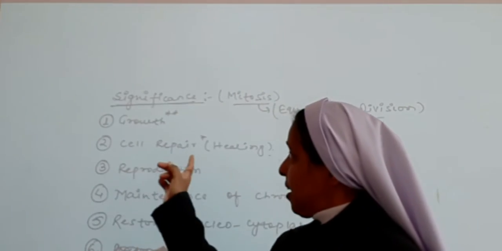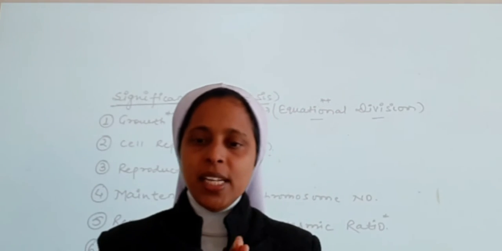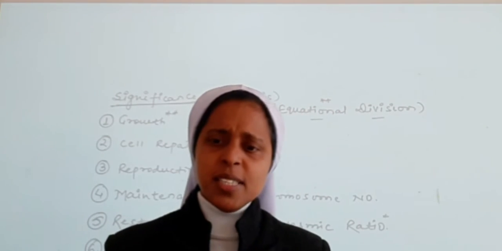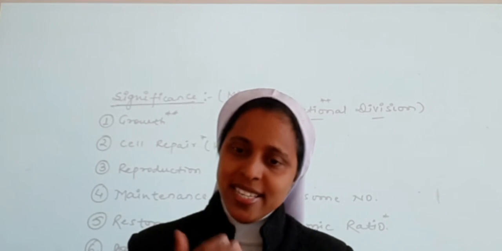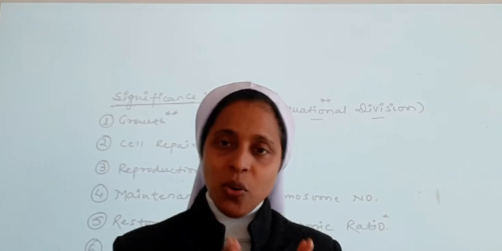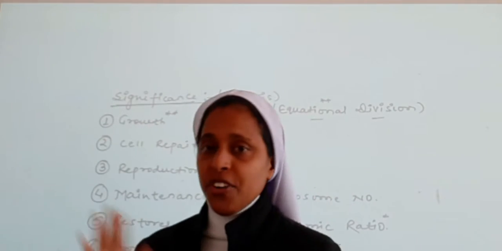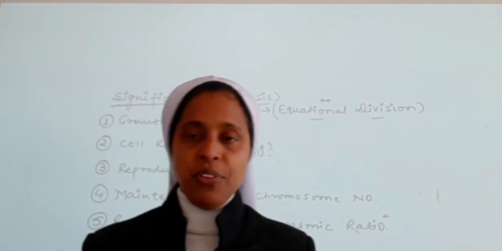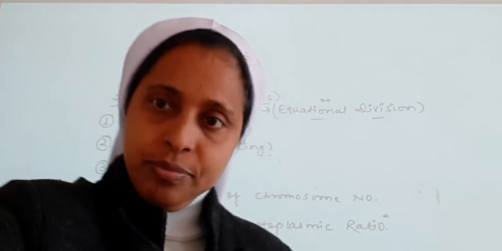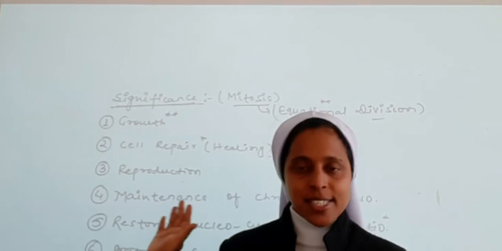The next significance of the mitosis is reproduction. So what is happening in the reproduction? In this mitosis process, multiplication is taking place. So the organism is being multiplied. So another significance is reproduction. And the next significance is maintenance.